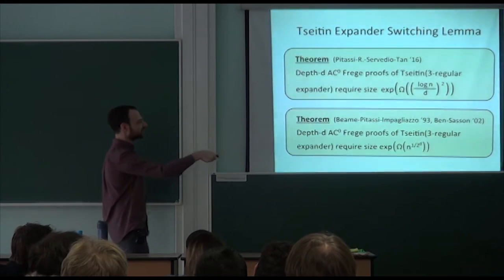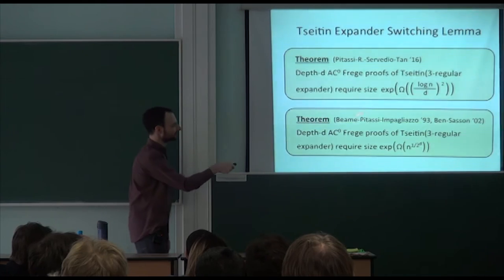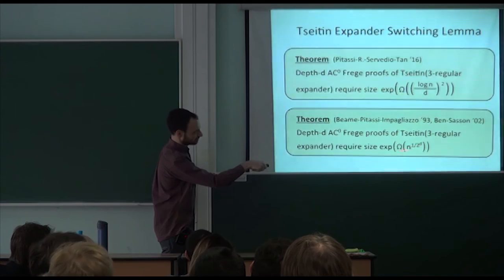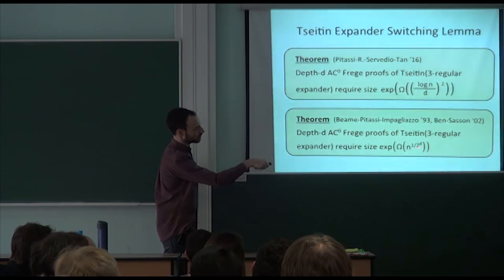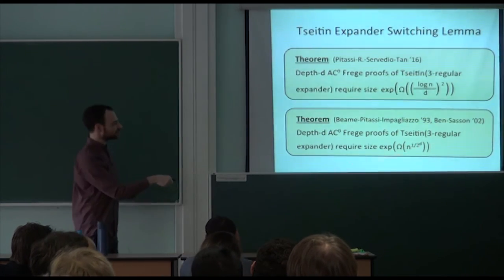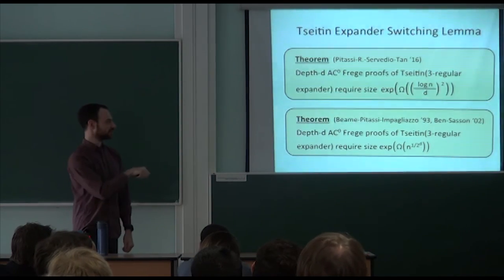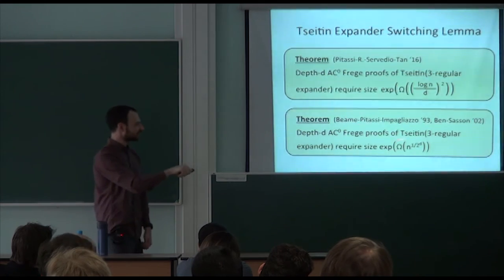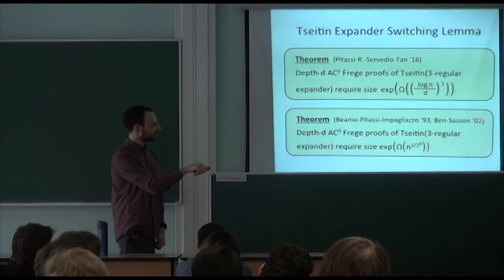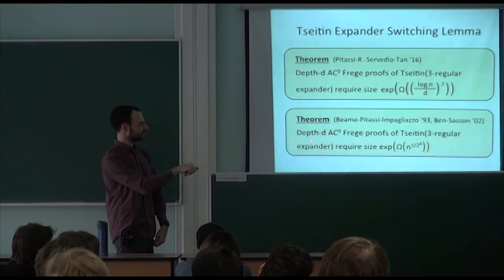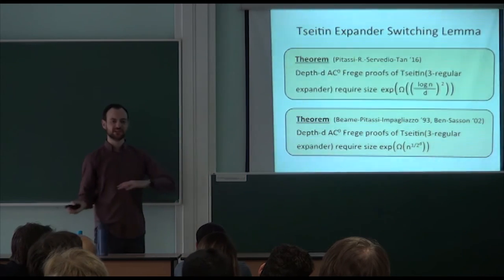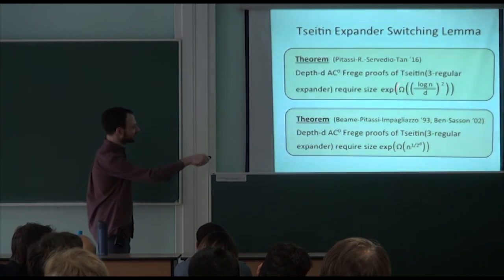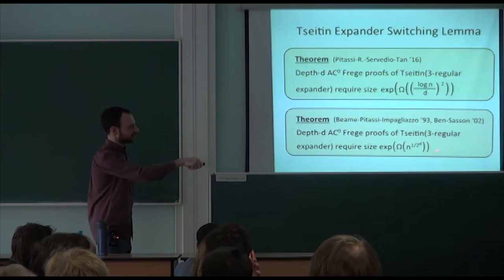And just to compare it to what was known previously, there was this trade-off, a lower bound of exponential in n to the 1 over 2 to the d. This is for the pigeonhole principle originally in the paper of Beame, Pitassi, and Impagliazzo. And it was extended by Eli Ben-Sasson to the Tseitin tautologies via a very clever reduction to the pigeonhole principle.